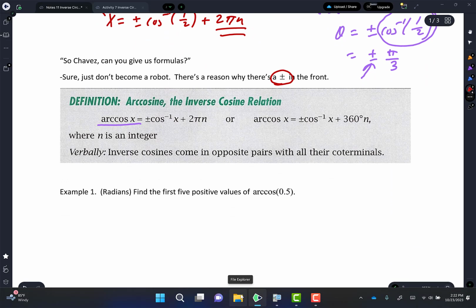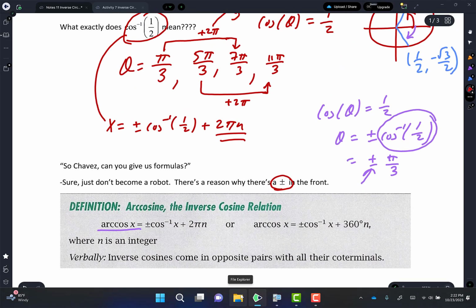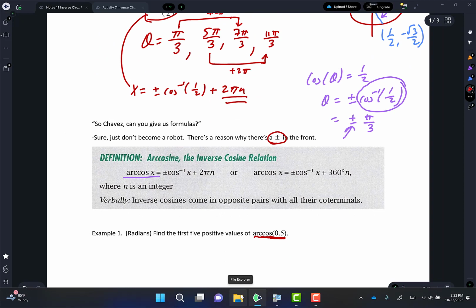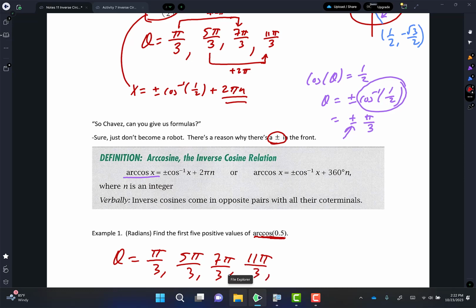Okay, so check it out. Let's do this right here. It says find the first 5 positive values of arccosine equals 0.5. We actually kind of just did it right here. Here are the first 5 positive values. So I'm going to put theta. Theta equals pi over 3, 5 pi over 3, 7 pi over 3, 11 pi over 3. How do I get the next one? How do I get the 5th one?